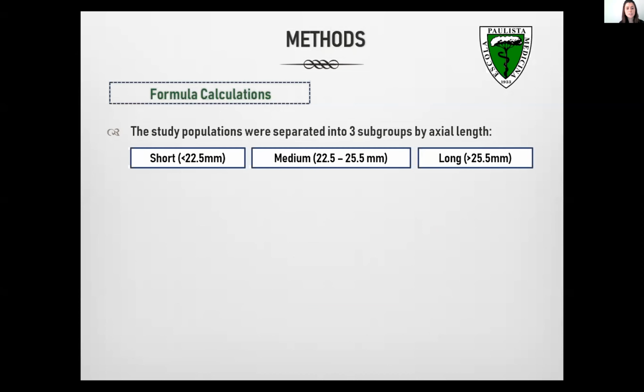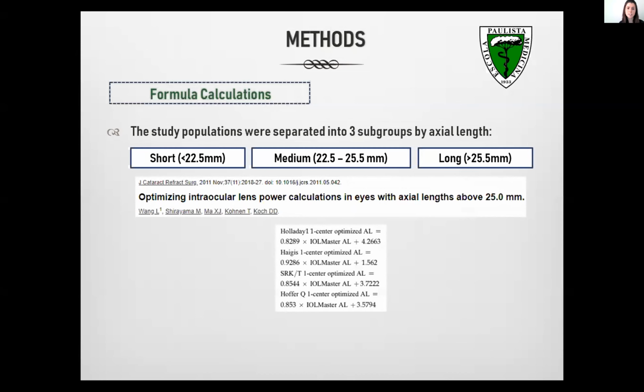Because many of the theoretical thin lens optic formulas have been associated with hyperopic outcomes in long eyes, a study by Wang, including Dr. Koch as an author, suggested that the axial length measurement in these eyes should be adjusted to offset this potential error. So to evaluate this modification for eyes longer than 25 millimeters, the authors of this study used the recommended regression formula displayed here.